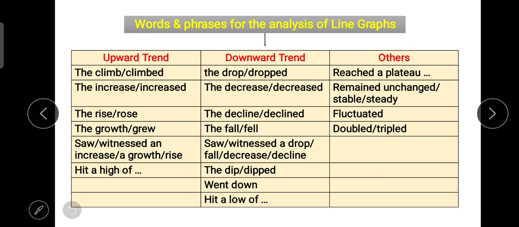Now, these are the words and phrases which show the analysis of the line graph especially. If there is an upward trend, then we can either use the noun form like the climb, or we can use the verb form like climbed.